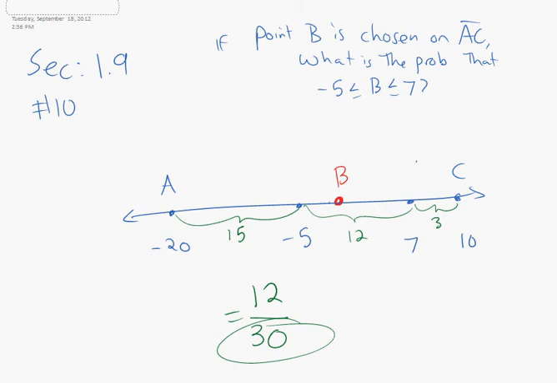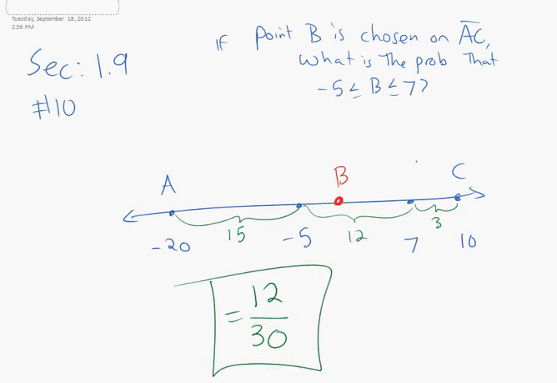Well, let's think about this logically. Does it make sense for there to be an answer to this problem? Let me ask it this way. If I was blindfolded and I just picked a point randomly, should the answer be zero? That there's no probability that I'll be between negative 5 and 7? That doesn't make sense. Should the probability be 1, that it's guaranteed to be between negative 5 and 7? No, so there is some probability between. I agree with this answer.